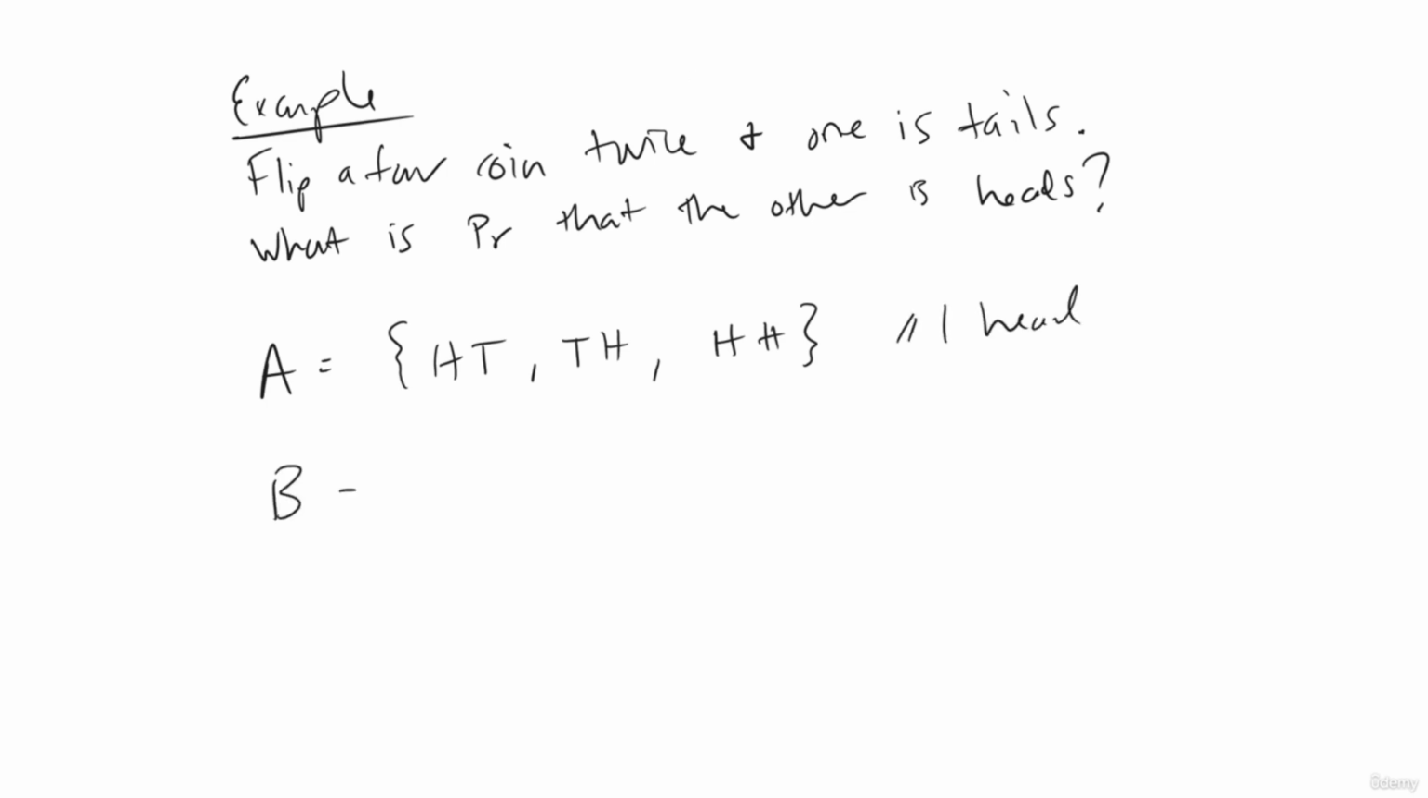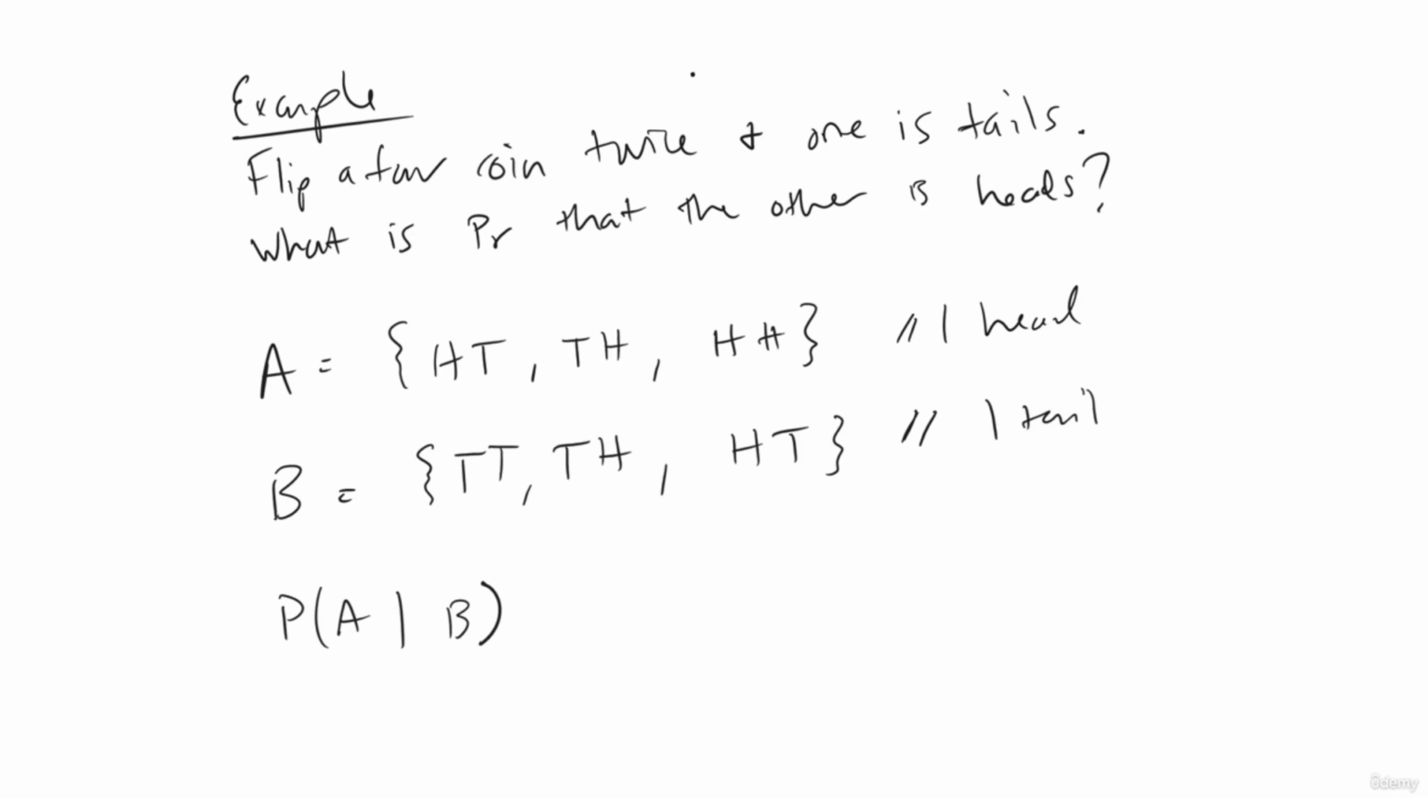And then B is going to be everything such that a tail occurred. And so that's going to be tails tails, tails heads, and then heads tails. And we want to find the probability of A given that B has occurred. We know B has occurred. We know that we have one tail. But we want to say, what is the probability that a head has occurred? And so we know this is going to be the probability of A intersect B divided by the probability of B.